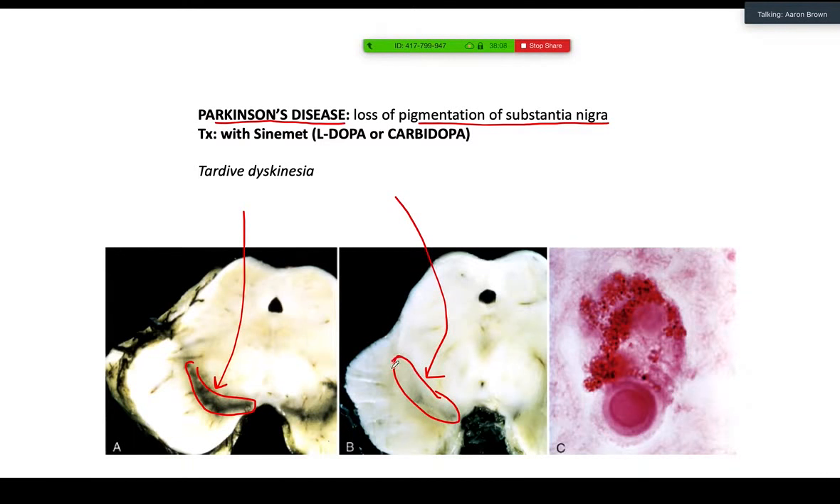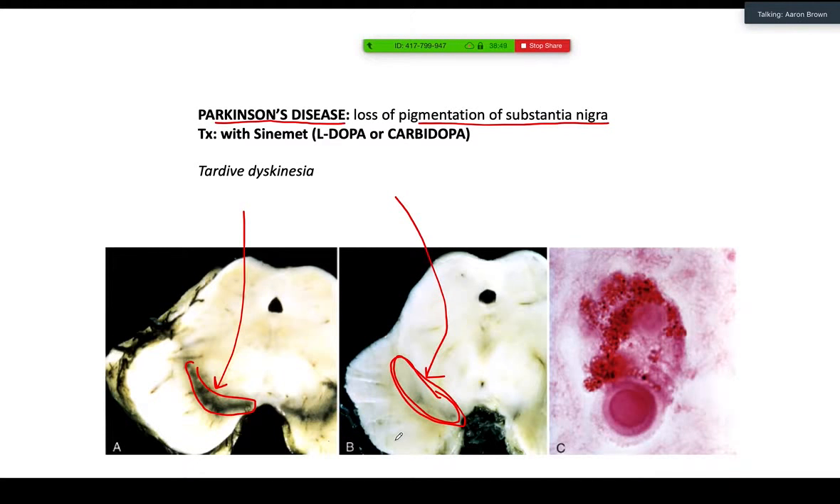Why do we have loss of pigmentation of this area? Or what does this loss of pigmentation represent? Patients with Parkinson's disease have a loss of what type of neurotransmitter? Dopamine. Dopamine. Excellent. The cells that produce the dopamine are particularly that color. So when they start disappearing, you start losing the cell bodies. Excellent. Just repeating back what you said, with Parkinson's disease, we have a loss of the neurons that synthesize dopamine. Neurons that synthesize dopamine have this dark color to them, okay?